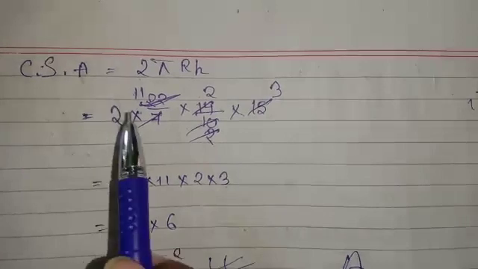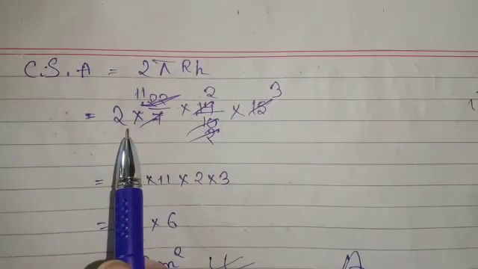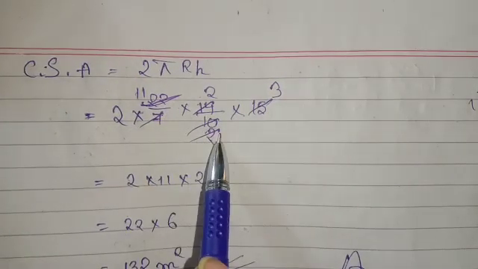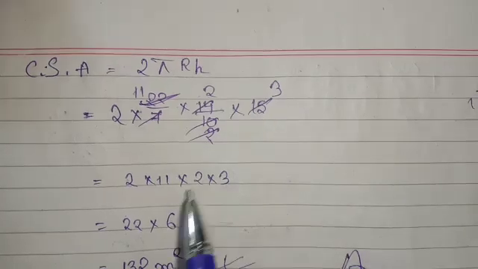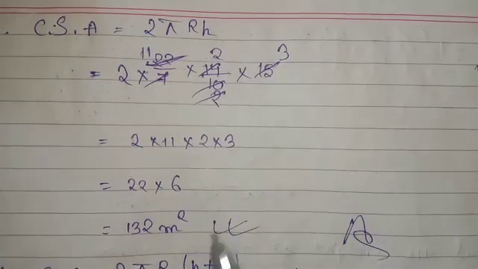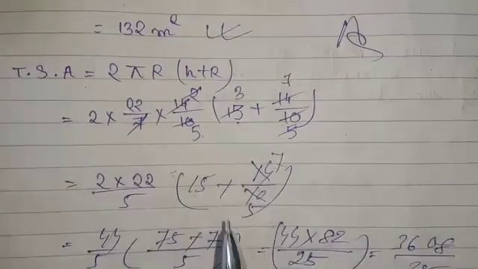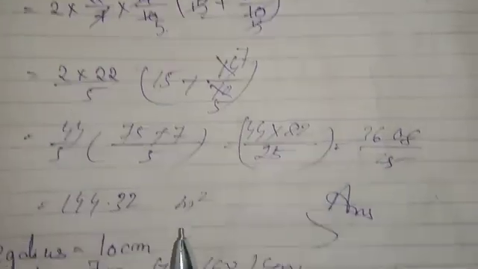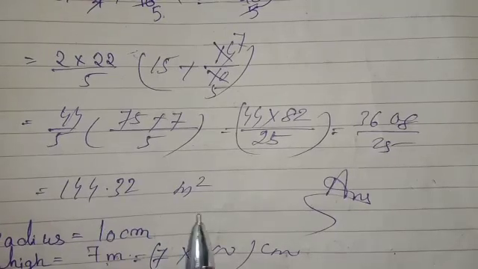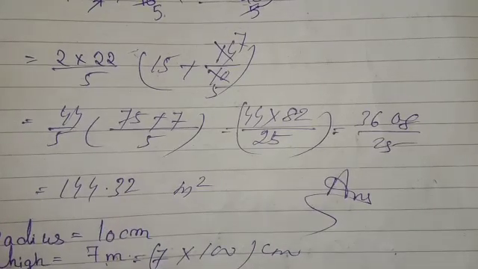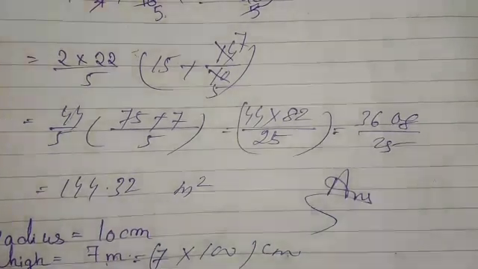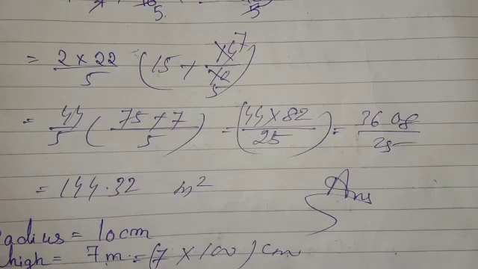Curved surface area is 2 pi r h. Putting the values: 2 into 22 by 7, radius 14 by 10, height 15. It is coming 132 meter square. Total surface area is 2 pi r (h plus r). Just put these values. After that it is coming 144.32 meter square. Okay. In this way, all the parts of number 1 are completed.